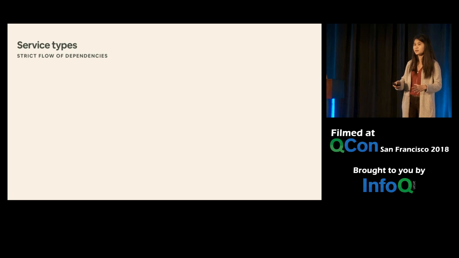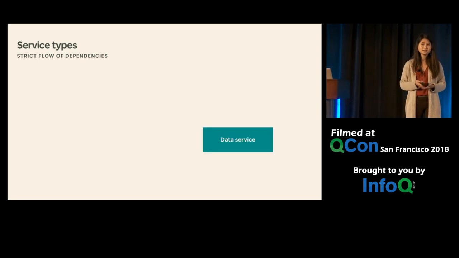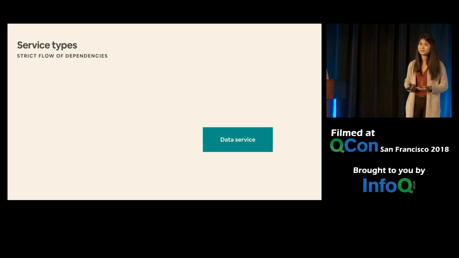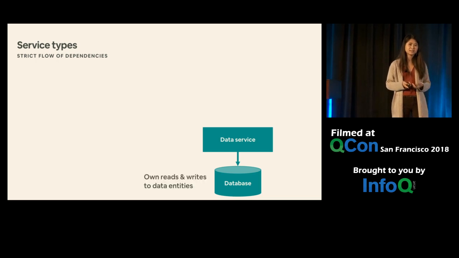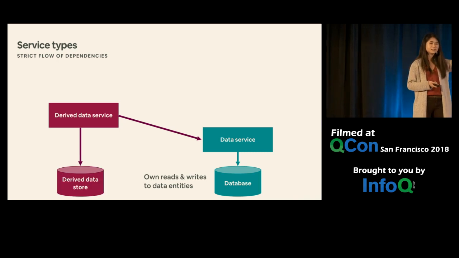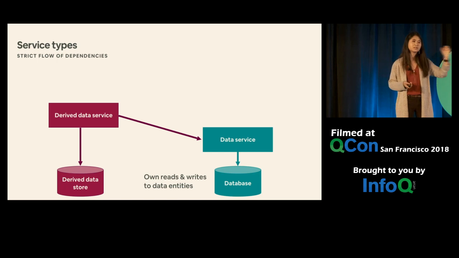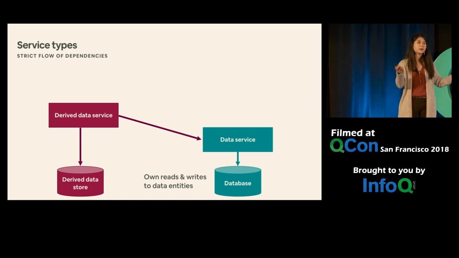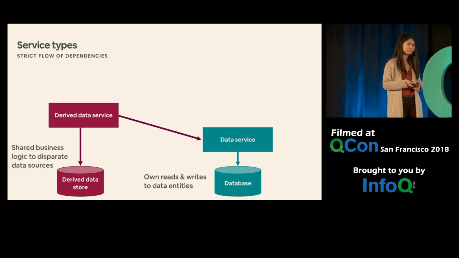Starting at the bottom of the service network, we have different service types. The data service, as mentioned before, is the gatekeeper to its own data. Only that service can read and write to its data set. A layer on top of that is the derived data service. This reads from both the data service as well as its own derived store, combines this, applies business logic, and then it can be shared among multiple product contexts.